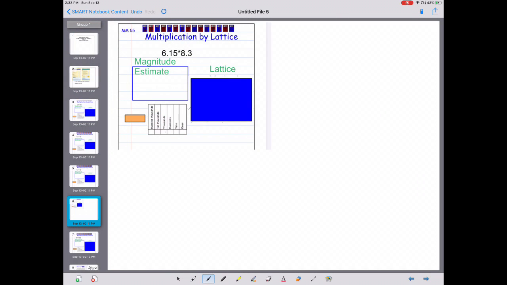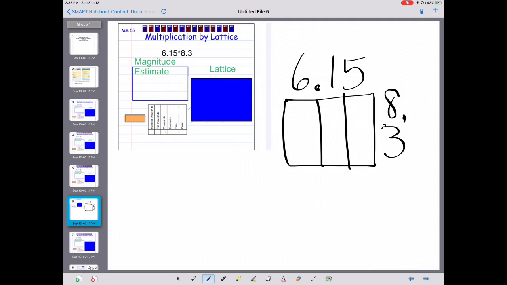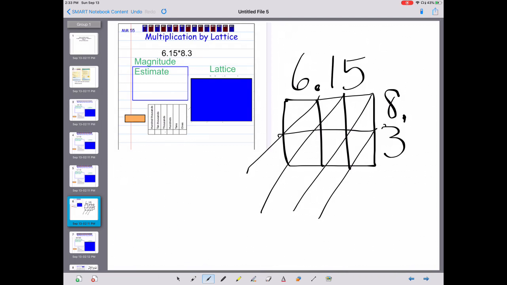This one, you have 6.15. You can pretend the decimal's not there. Longer number on top, point should probably go there. 3. Box beside them, lines between the numbers, corner to corner. And then you can do your problem.